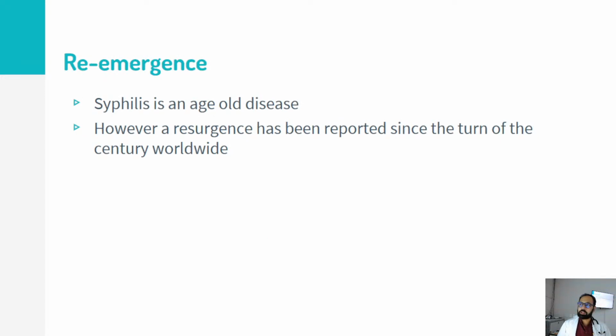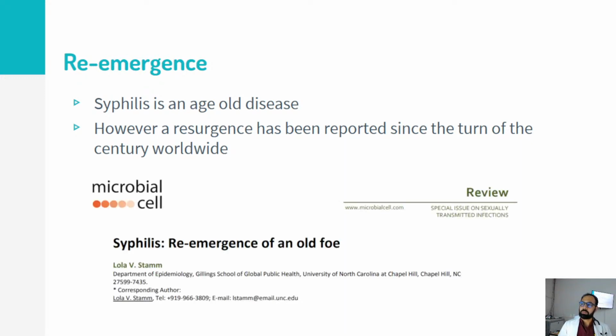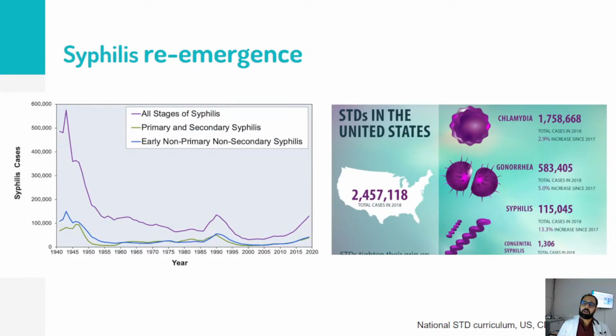So syphilis is an age-old disease. Most of us know about the manifestations of the disease. However, we see a resurgence which is reported since the turn of the century worldwide. Data from India are limited, so I have quoted data from CDC regarding the number of cases of syphilis in the US.